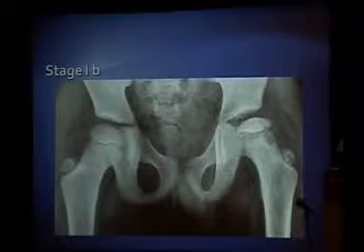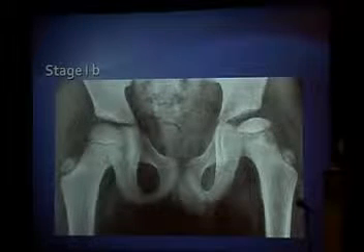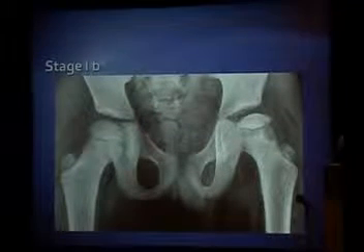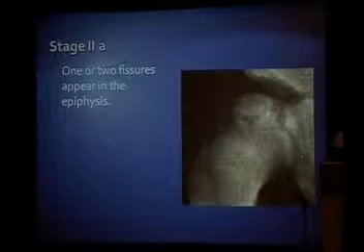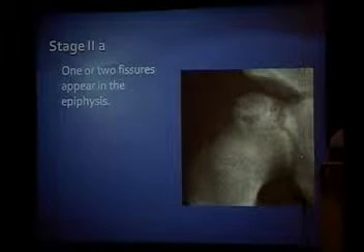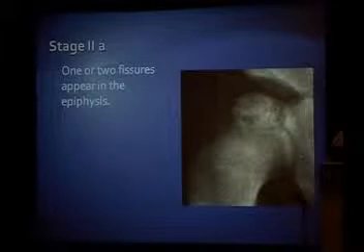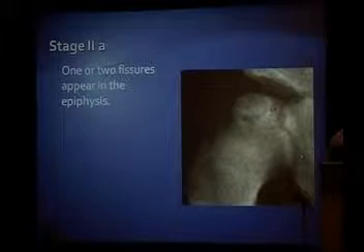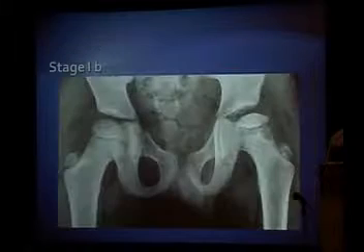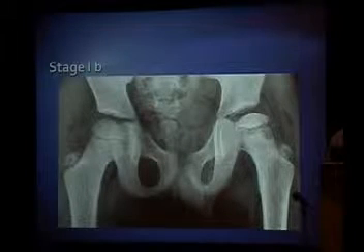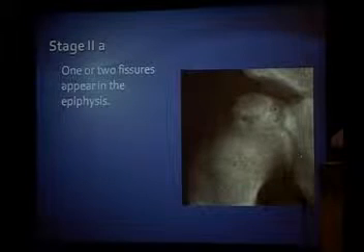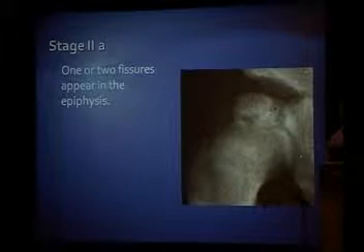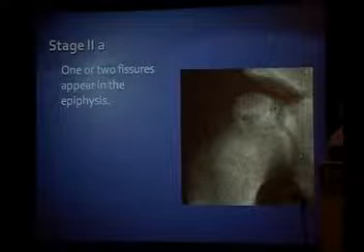Stage 1B, you can see that very clearly. It's sclerotic, and if you compare with the normal side, there's loss of height of the epiphysis. In stage 2A, you find that one fissure has appeared, one fissure perpendicular to the articular surface.